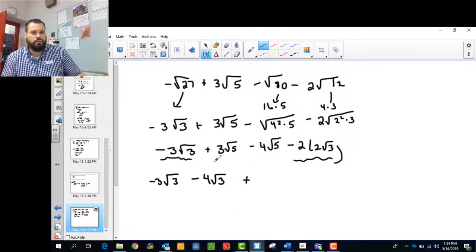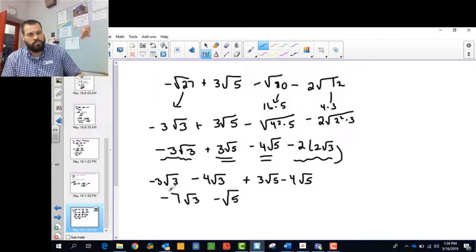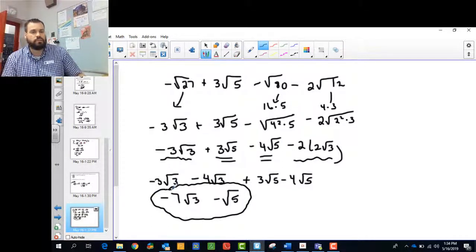And then these two are both root 5. So I have 3 root 5 minus 4 root 5. And then I put them together. So I get minus 7 root 3 and then minus root 5. Minus 1 root 5 if you want to, but you don't have to write the 1. And that's my answer. I can't go any further than that because all like terms have been added together.